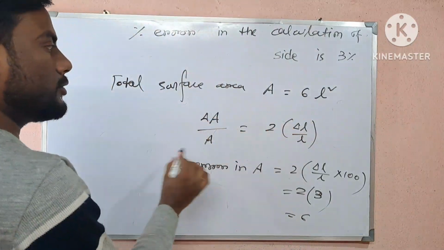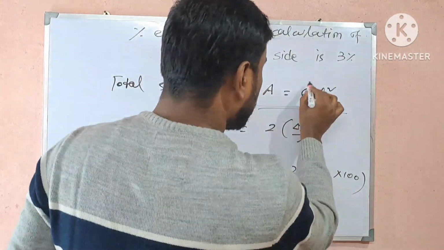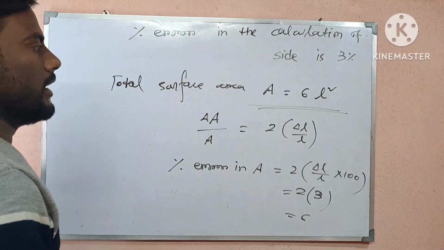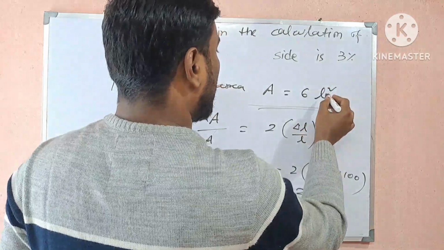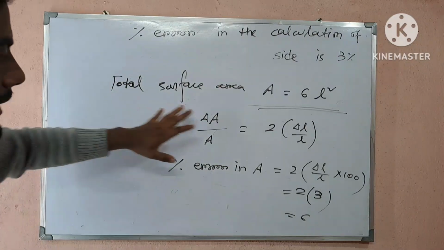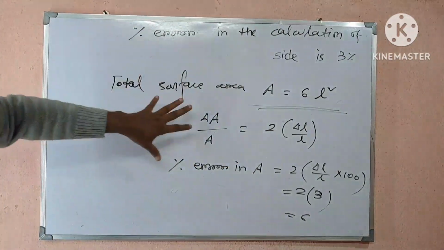Why? Because as I told earlier, there is no error in the constant value present in the formula. The error only arises where we take some reading. So that is the percentage error in the calculation of the total surface area of the cube.